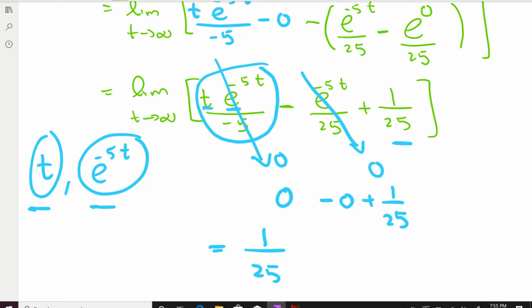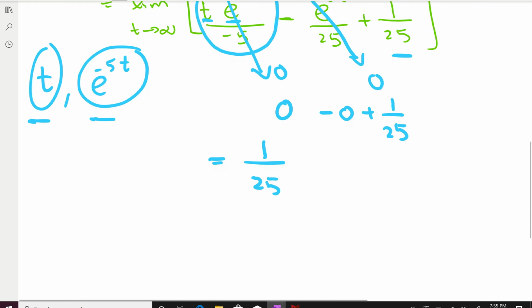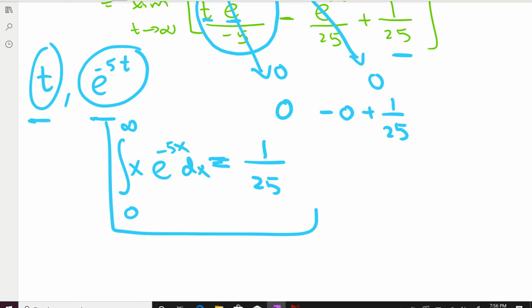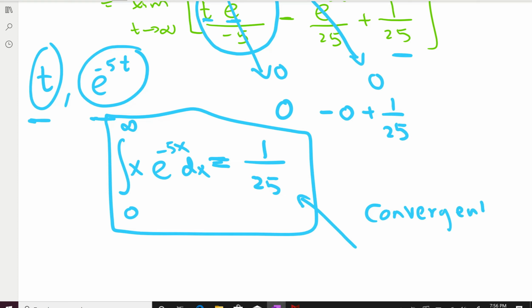So that's the limit. That's the answer for the integral from 0 to infinity of x times e to the negative 5x. This is what we get. The limit is finite, the area is finite, so this improper integral is convergent. All right, so let's move on to example 2.